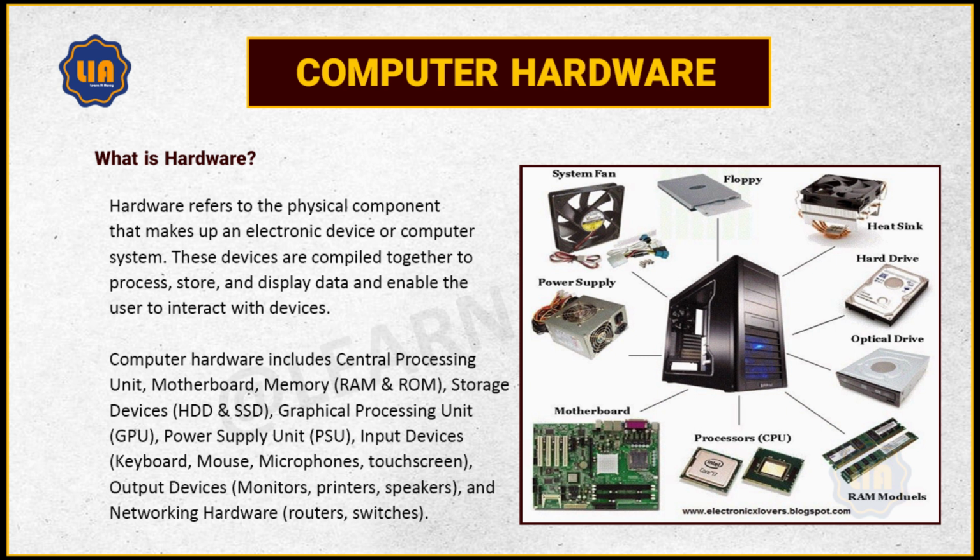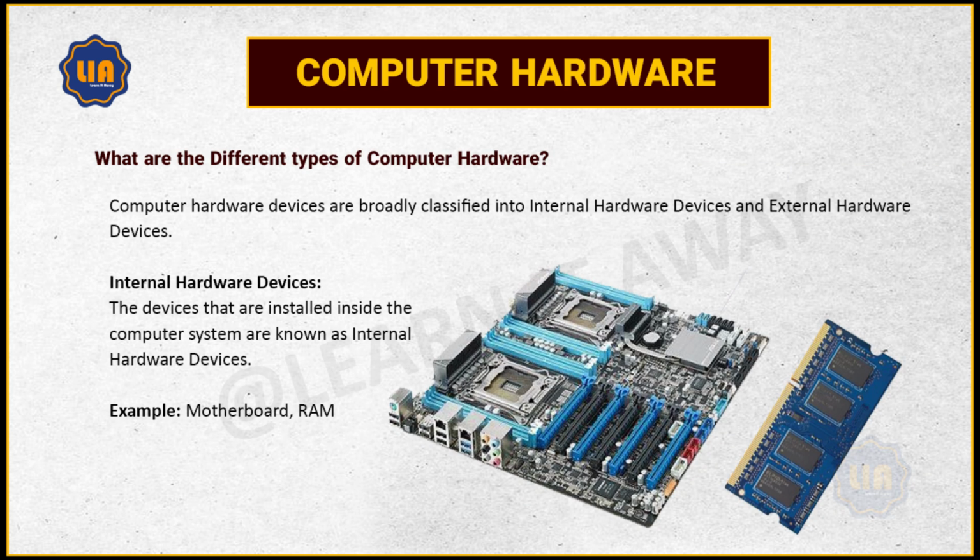Computer hardware includes central processing unit, motherboard, memory (RAM and ROM), storage devices (HDD and SSD), graphical processing unit (GPU), power supply unit (PSU), input devices (keyboard, mouse, microphones, touch screen), output devices (monitors, printers, speakers), and networking hardware (routers, switches). What are the different types of computer hardware?